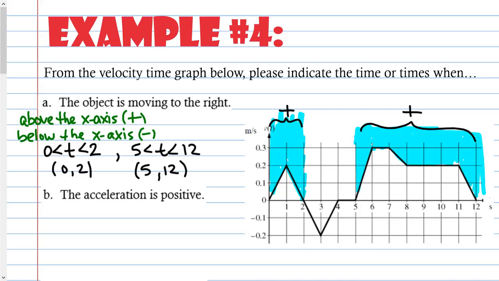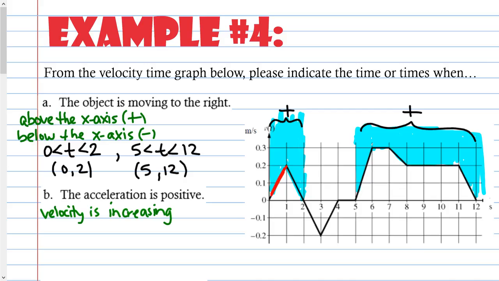Okay, B, the acceleration is positive. Again, if you look at the chart, acceleration is going to be positive whenever the velocity is increasing. So where is the velocity increasing? I've got to figure that out. So I'm going to do that in red.